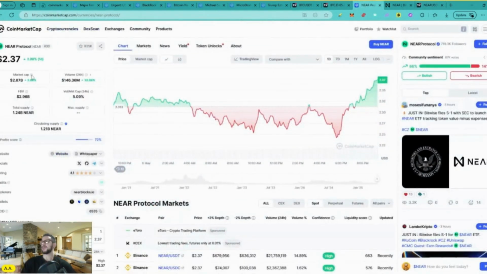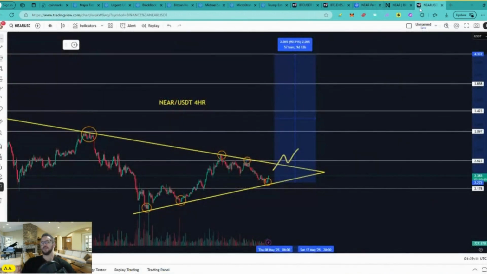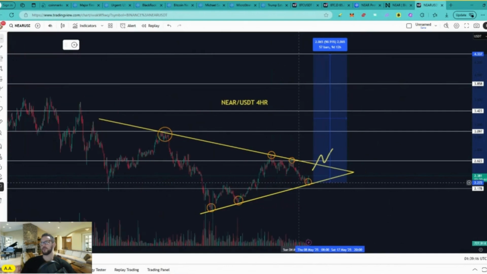NEAR currently has a market cap of over 2.87 billion. It's well into the billions already. Therefore, NEAR needs a lot of liquidity to flow into it in order to move. It's not going to move easily. But I really think that a 90% move out of NEAR is totally possible. And this is my short-term price prediction for NEAR for 2025.